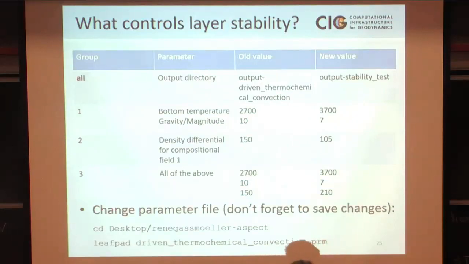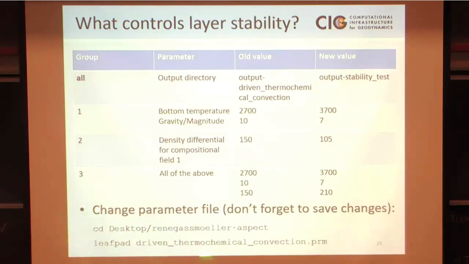For the next part of the tutorial, I would like to separate the group into three smaller groups that run different models so that in the end we can compare the results between you. And I would suggest that about this part of the audience forms group number one, that about this center part of the audience forms group number two, and this part of the audience forms group number three. And I would like you to change the parameter file that we ran before and rerun the model and then compare the results to the first run.